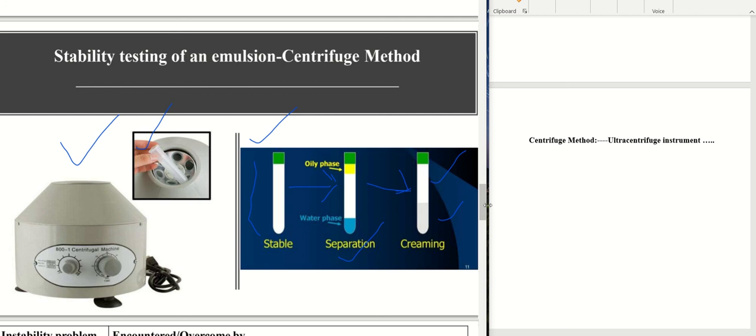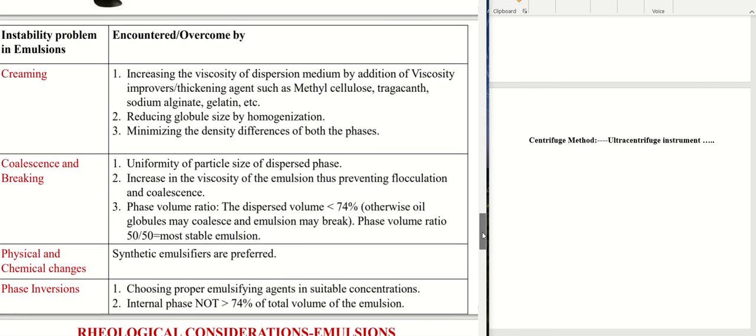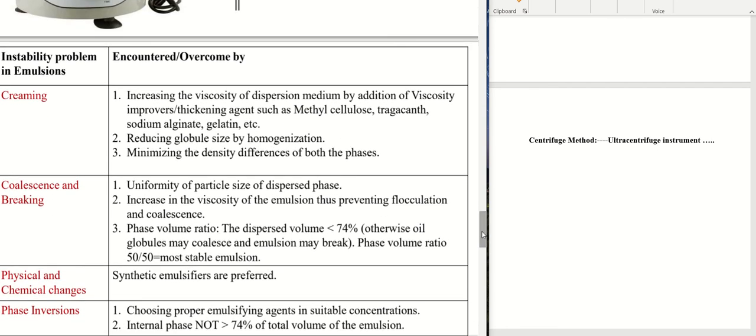Now let us see how we can counter all these problems. Till now we have seen the different problems that we see during the formation of emulsion and the reasons behind those instability problems. Now, by considering all these parameters, we being pharmacists, need to counter all these problems to get a stable formulation. Now let us see one by one.